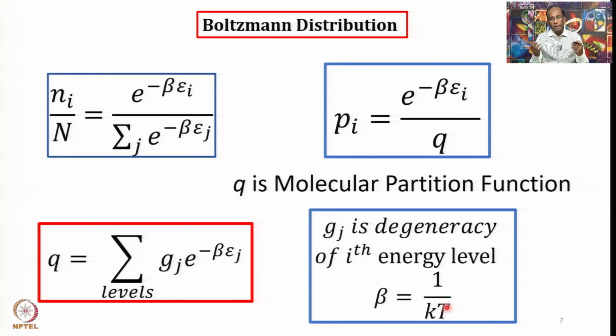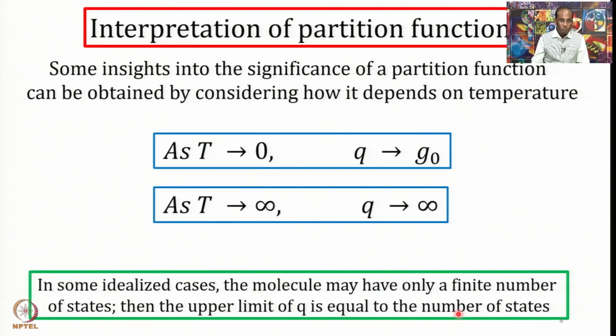So, therefore, many times you will come across the temperature also being represented just as beta. Beta is equal to 1 over kT. In this expression, k is the Boltzmann constant. So, beta is inversely proportional to temperature. All right. We had the definition of molecular partition function.